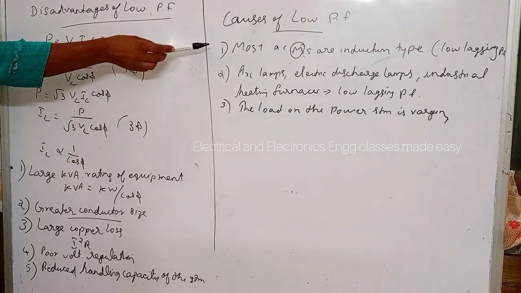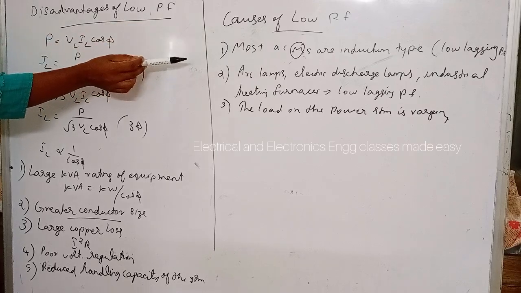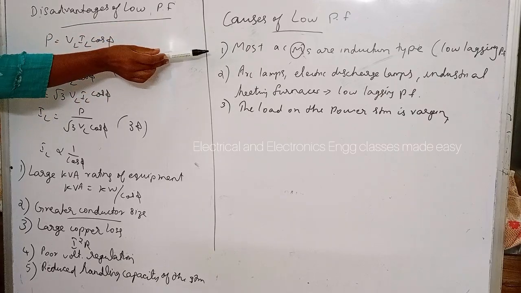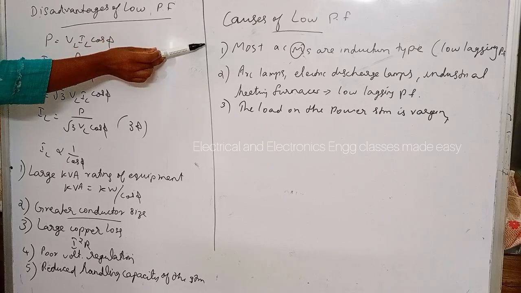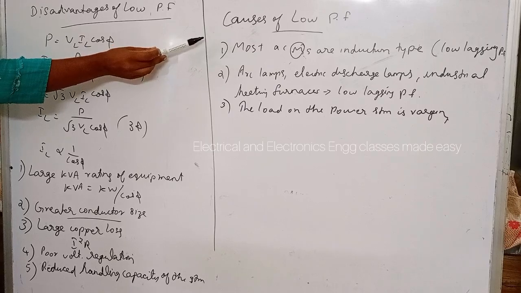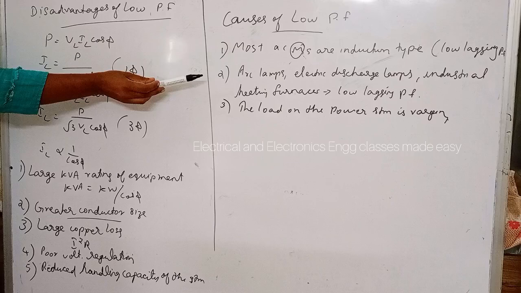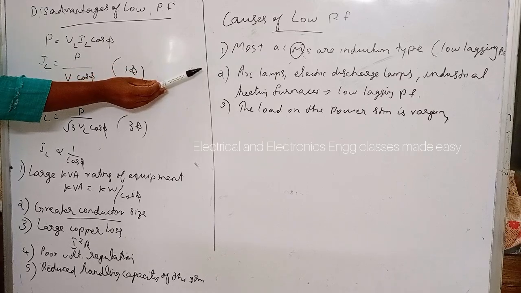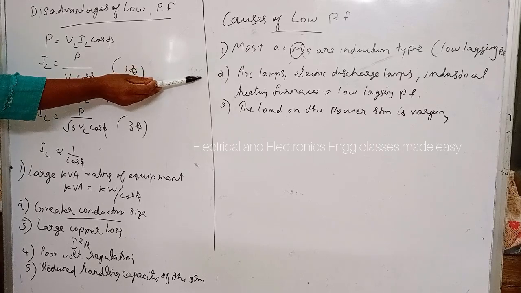Then, what are the causes of low power factor? Most of the AC motors are of induction type and have a low lagging power factor. This is one of the reasons for the low power factor. Next, arc lamps, electric discharge lamps and industrial heating furnaces operate at a low lagging power factor.